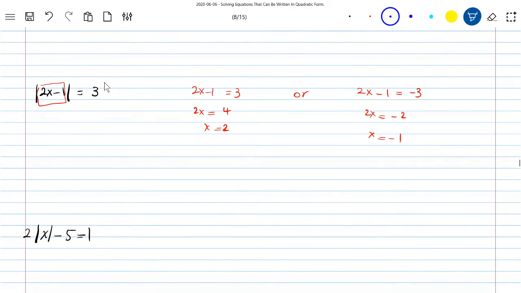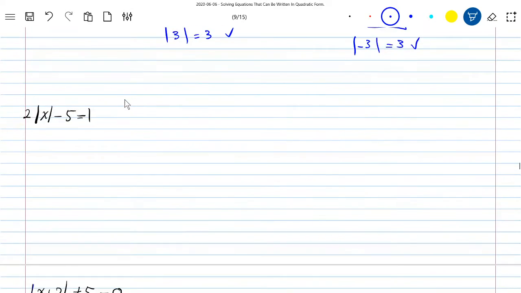And again, you always check your solution. I replace 2 into the absolute value. What do I get? I get absolute value of 2 times 2 minus 1, which is 3. Is it equal to 3? Yes, it is. I replace negative 1. 2 times negative 1 is negative 2. Minus 1, it becomes negative 3. Is it equal to 3? Yes, it is. So both of these two, x equal to 2 and x equal to negative 1, are acceptable. These are two solutions. Again, it's not always possible that you have two solutions. You have to make sure that you check your solutions.